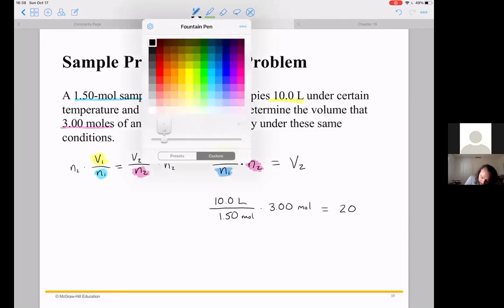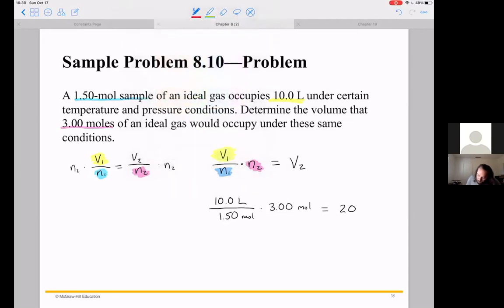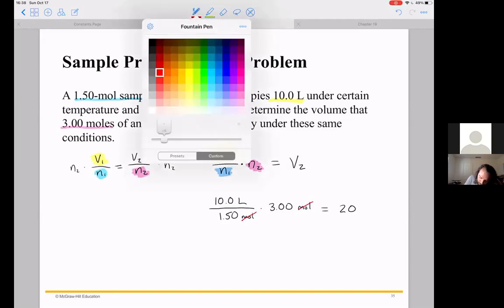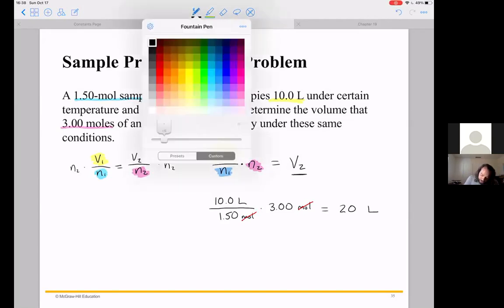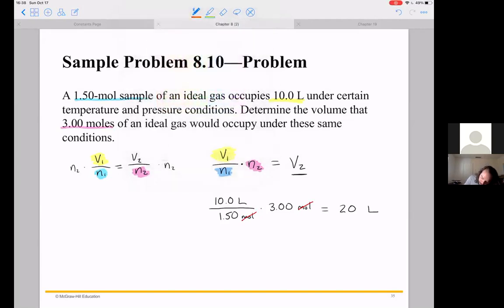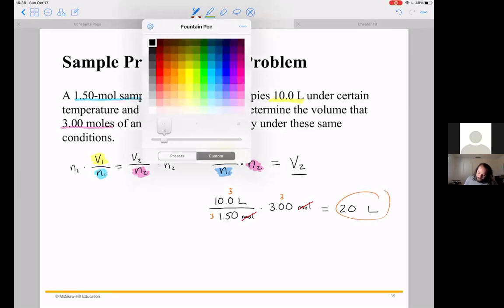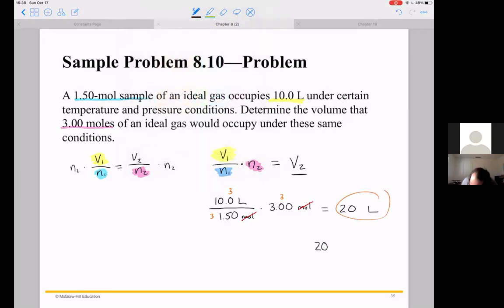We're going to go through and make sure our units work. Moles cancel and we're left with units of liters, which is good because that's what I want, a volume. That's right, V2, volume afterwards. And now sig figs, I'm going to have to pay attention to. This number has 3 sig figs, this number has 3 sig figs, this number has 3 sig figs, which means that this number also needs to have 3 sig figs. So my final answer should be 20.0 liters. That would be the final volume.